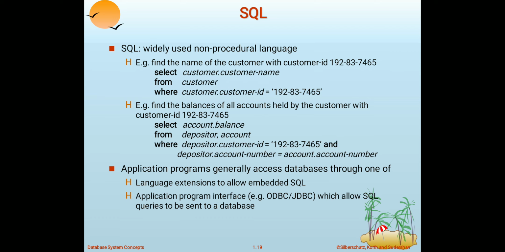Suppose the second example I will tell you: find the customer balance from the customer ID. We use something like select account.balance from depositor, account where depositor.customer ID equals to 192.183.7465 and depositor.account number equals to account.account number.